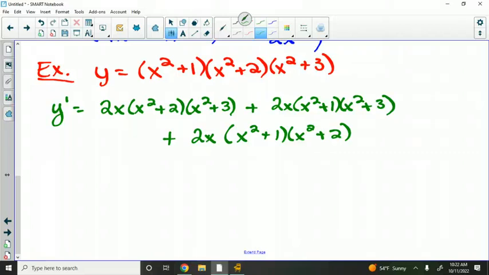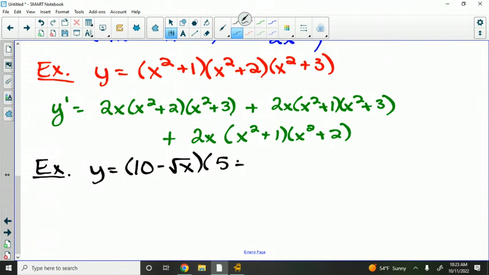Okay, the next one I'm going to have us try, I'm going to actually have us plug a number in and get the specific slope. So for this one, I'm going to throw some radicals at you again, but then I'm going to have you find the slope at a certain x value. So let's do, and after you derive it, find the derivative specifically at x equals 25.